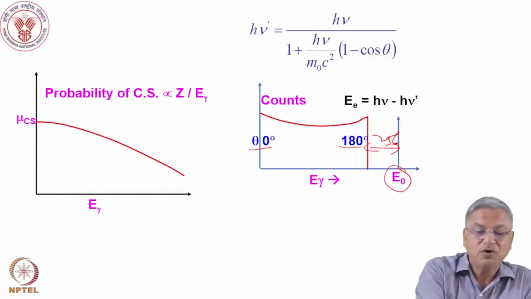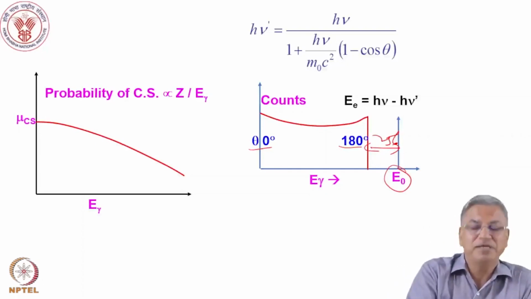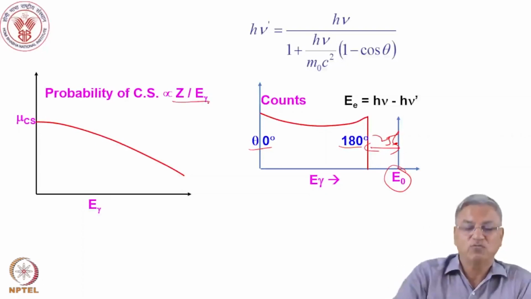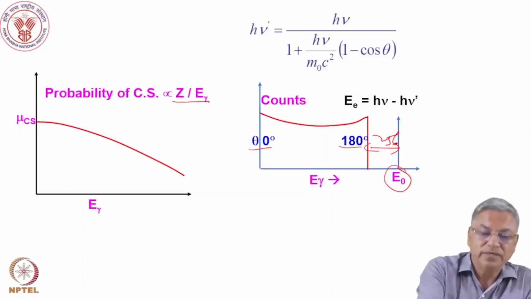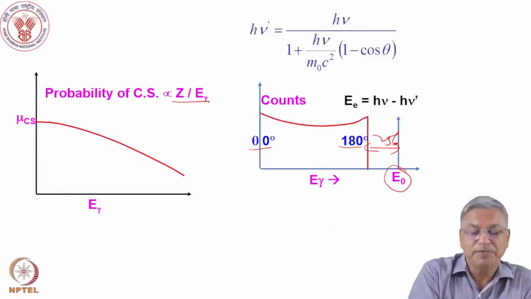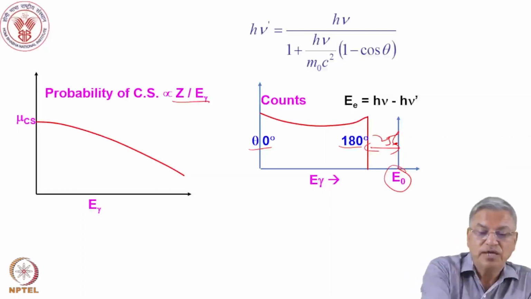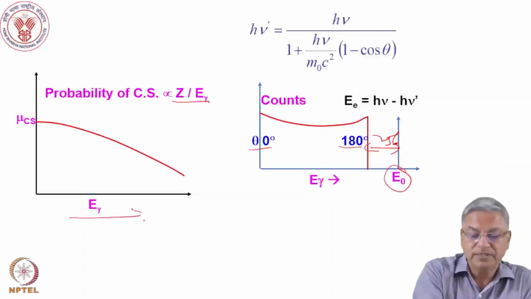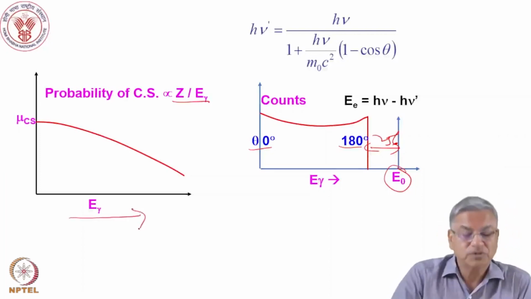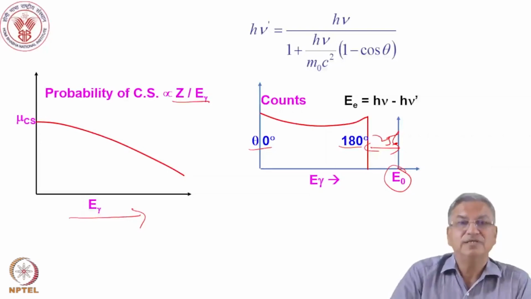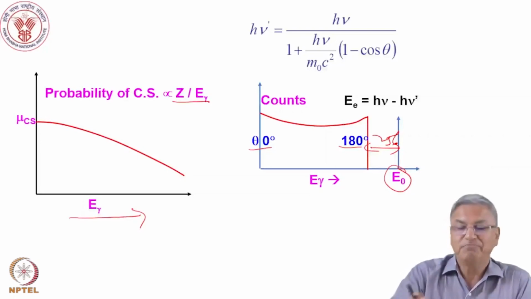The probability of Compton scattering has a mild dependence on Z and the energy of the photon. What is shown here is the energy dependence. As the energy of the gamma ray increases, the Compton scattering cross section decreases with energy, but it is a very mild dependence.